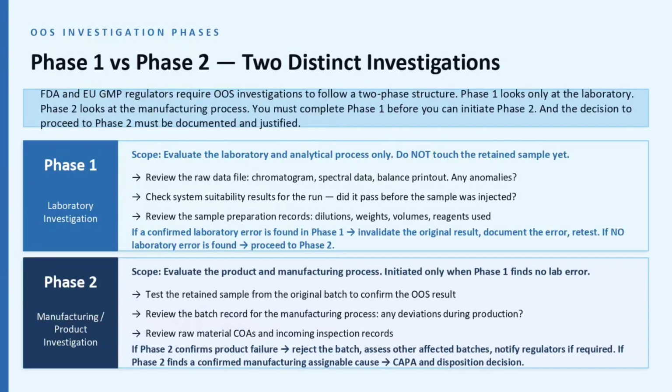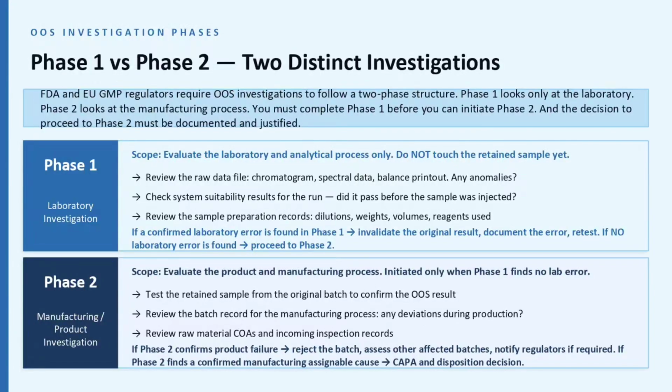Phase 2 involves retesting the retained sample from the original batch, reviewing the batch record, reviewing raw material COAs and incoming inspection records, assessing whether other batches made from the same materials or on the same line are potentially affected, and evaluating environmental or contamination factors. If Phase 2 confirms a product failure, the batch is rejected.